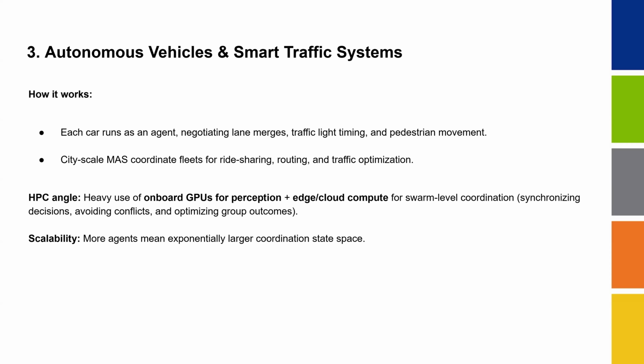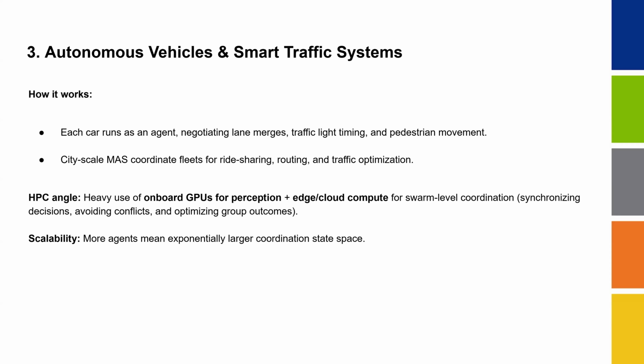Moving on to our third example, autonomous vehicles and smart traffic systems. So how it works, each car runs as an agent, negotiating lane mergers, traffic light timing, and pedestrian movement. City scale multi-agent systems coordinate fleets for ride sharing, routing, and traffic optimization. Here, the high performing compute angle is more serious because the cost of HPC defines the success of this system.